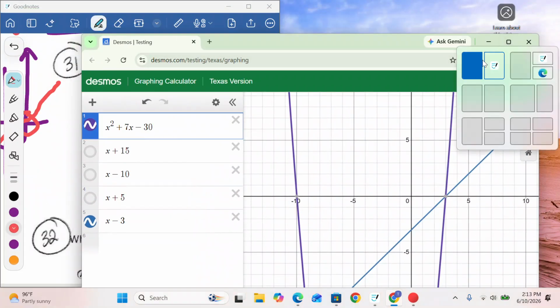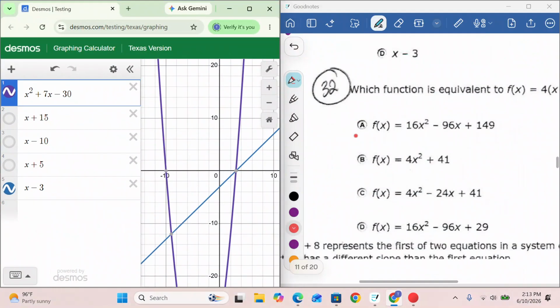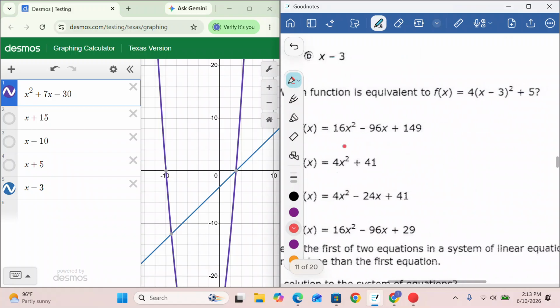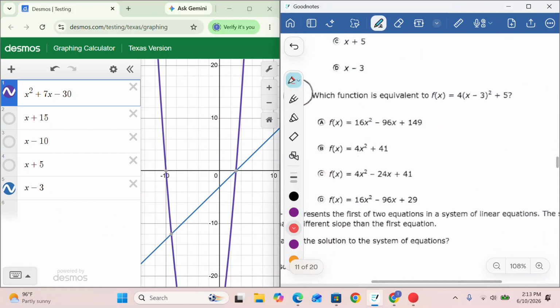Go back to normal. Okay, our last one is this one, another matching. You see how a lot of our questions are going to be matching, matching, matching? Which function is equivalent? Remember that equivalent means equal. And remember the f of x. F of x is bad. We always scratch out f of x. It confuses me. I like to scratch them out.